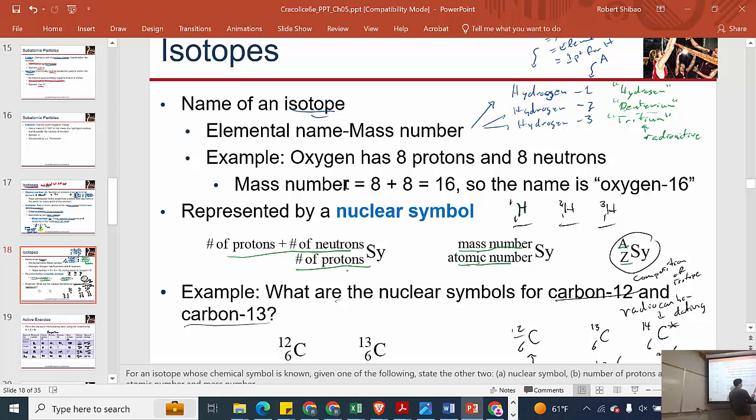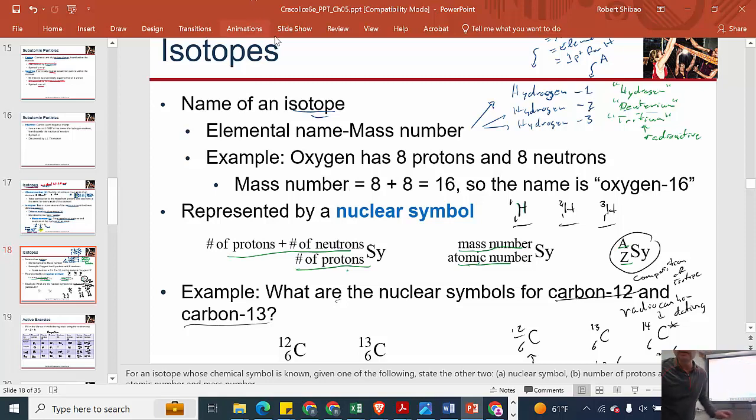In this case, for the first one, we have 1 proton, 1 electron, and 0 neutrons. So that's a mass number of 1, so that's hydrogen-1. Then this would be hydrogen-2, with a mass number of 2, and this is hydrogen-3. And so we can figure it out based on that.